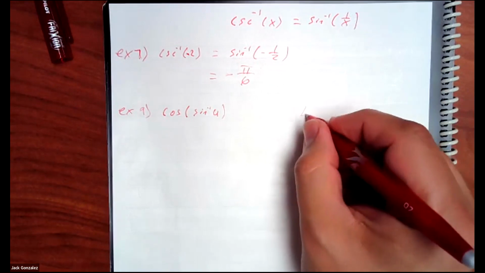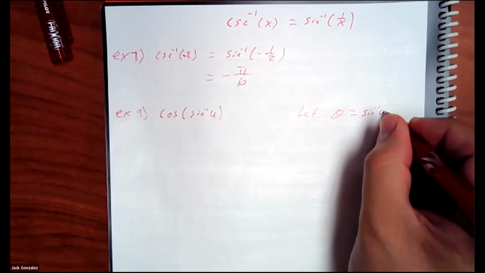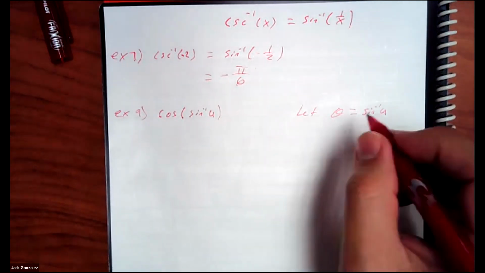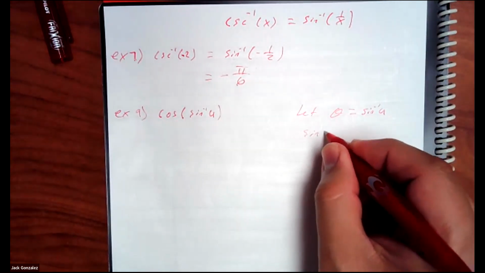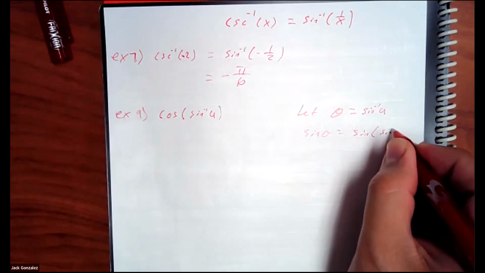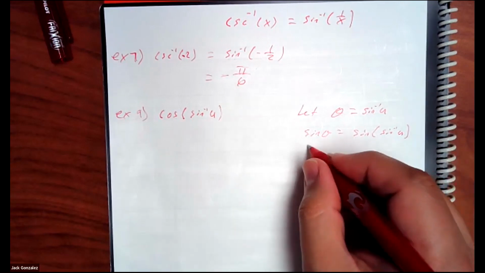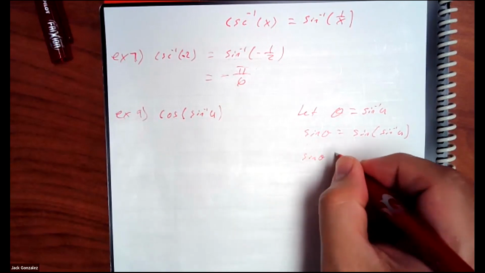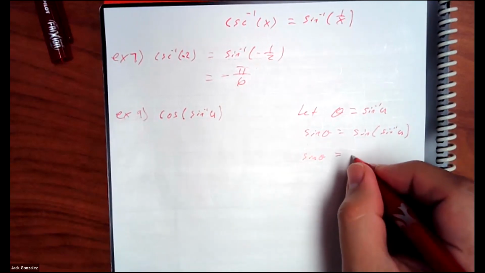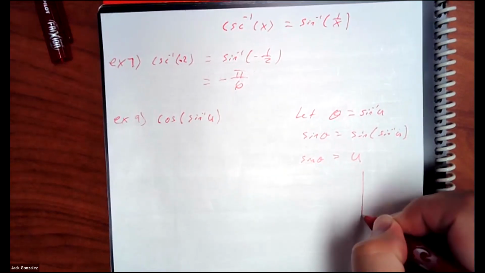So do the same thing. Let theta equal the inside part. Take sine on both sides and you're going to get sine theta equal to sine of sine inverse of u. So sine theta equals u. Build your triangle.